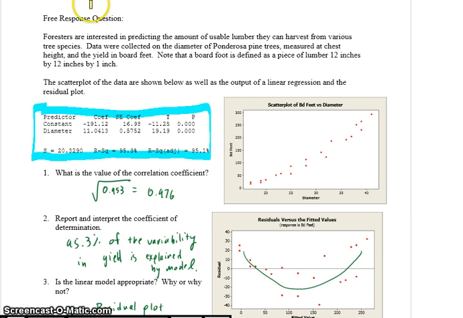You should be able to find an equation from output like this, and we can see that R squared is 0.953, and so if we want to find what R is, which is what the correlation is, we square root that. That's why we get 0.976. We should be able to interpret the R squared value. 95.3% of the variability in the yield, or the board feet, is explained by the model. Same interpretation we talked about before.